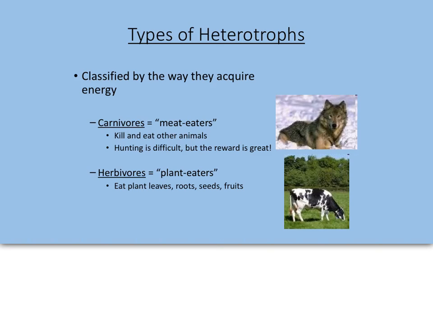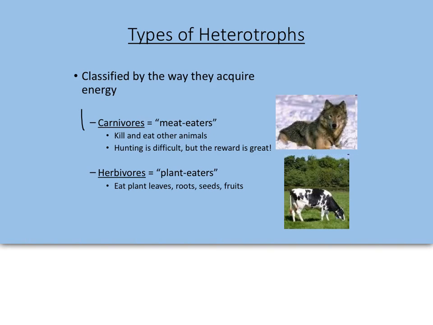So our first group are the carnivores, or meat eaters. These organisms rely strictly upon meat or animal tissue for their food. They will hunt down and kill and eat other animals.